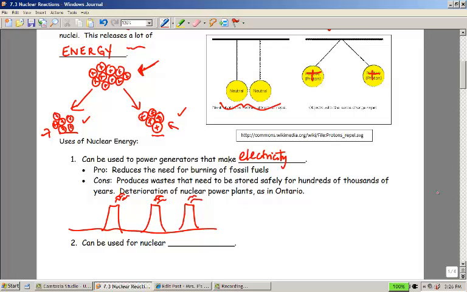Nuclear energy can also be used for nuclear weapons. And this is sort of the dark side of nuclear energy.